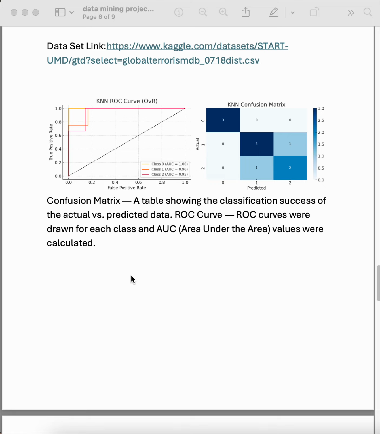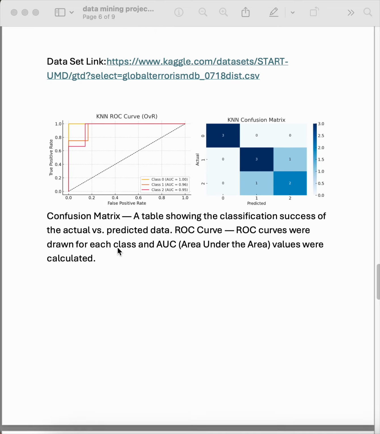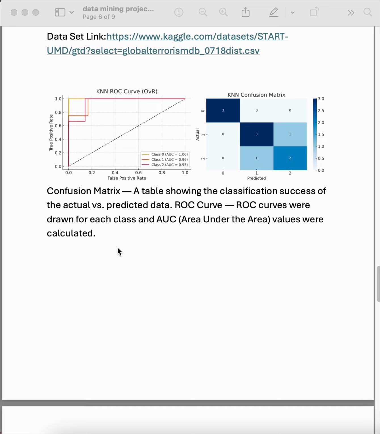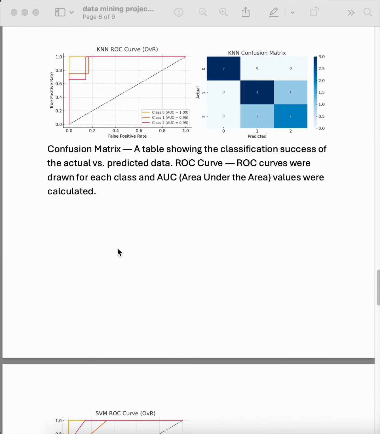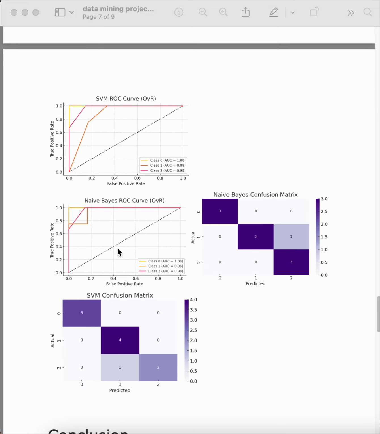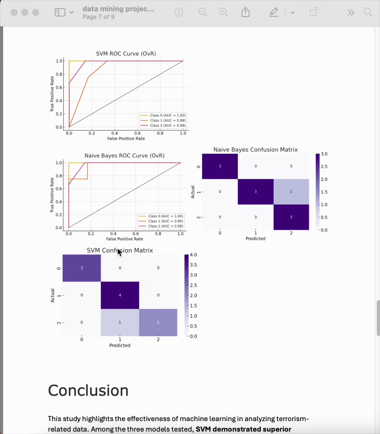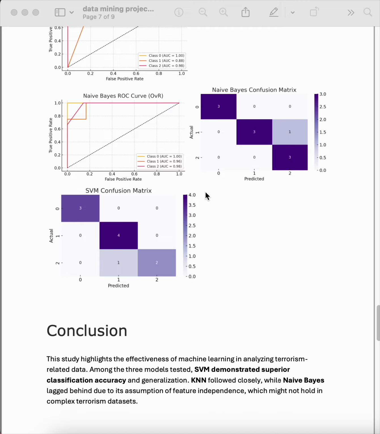And we have seen the KNN confusion matrix and ROC curve. A table showing the classification success of the actual versus predicted data. The area under the curve values were calculated. And we can see here the SVM ROC curve, naive Bayes ROC curve, and also the confusion matrix for naive Bayes and SVM.